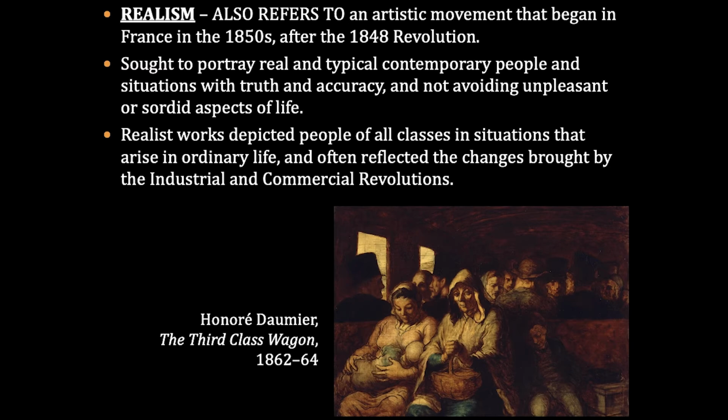So like I said, realism also refers to an artistic movement that began in France in the 1850s, right after the Revolution. And why they call it realism is because these artists were seeking to depict real-life people. If we look at this example here, the third-class wagon, these are just everyday people. These aren't queens. These aren't kings. These aren't nobility. These are people literally on a third-class wagon that he is depicting.